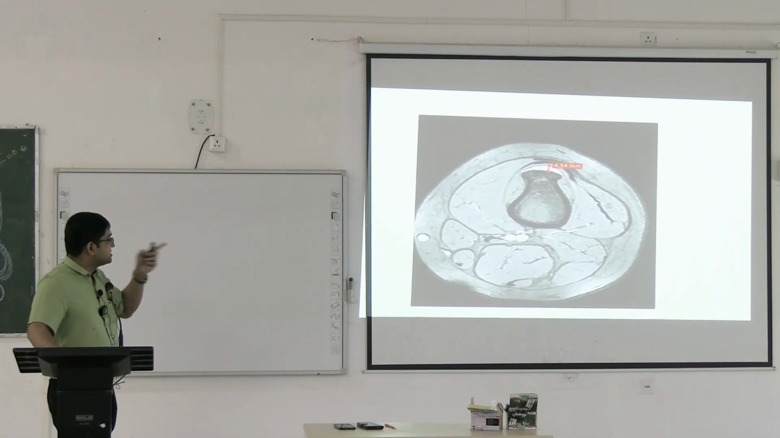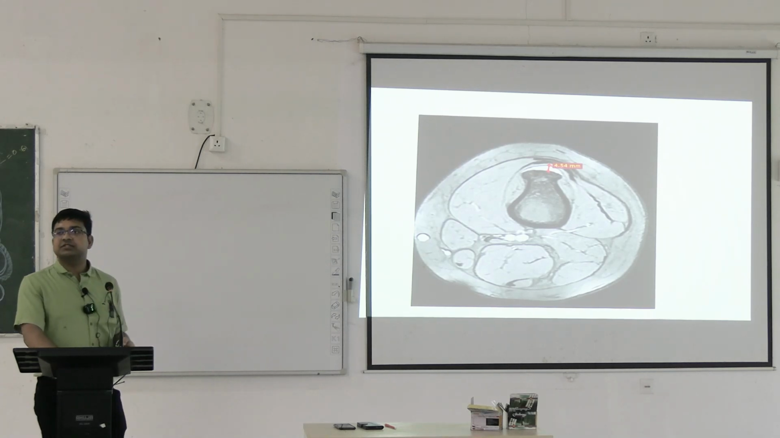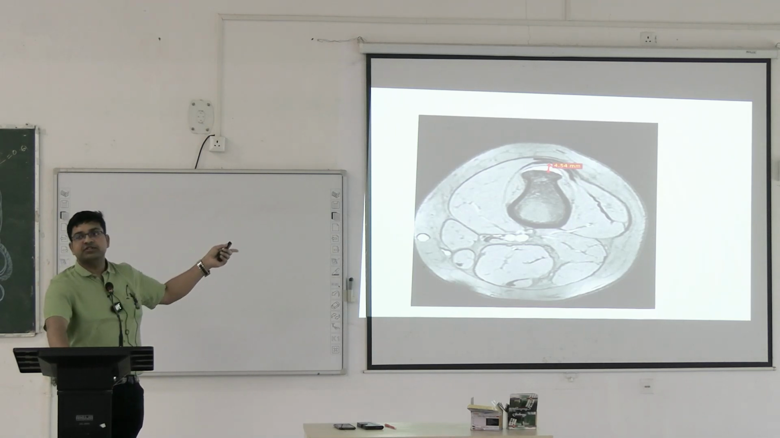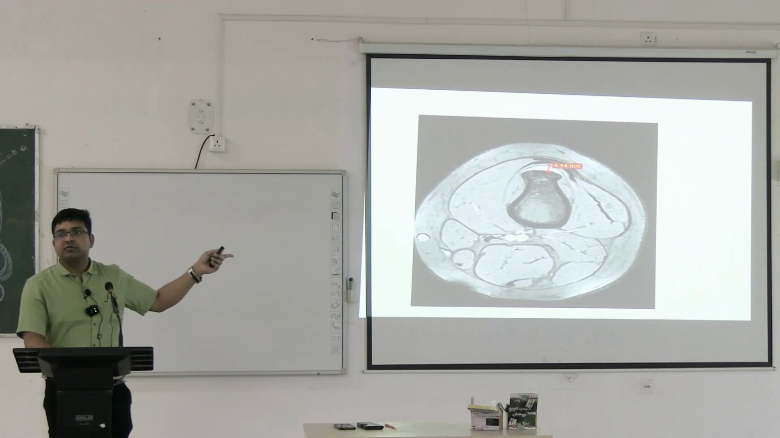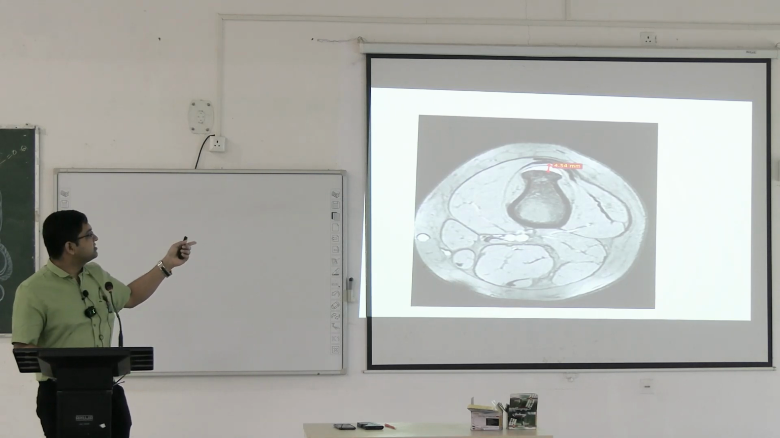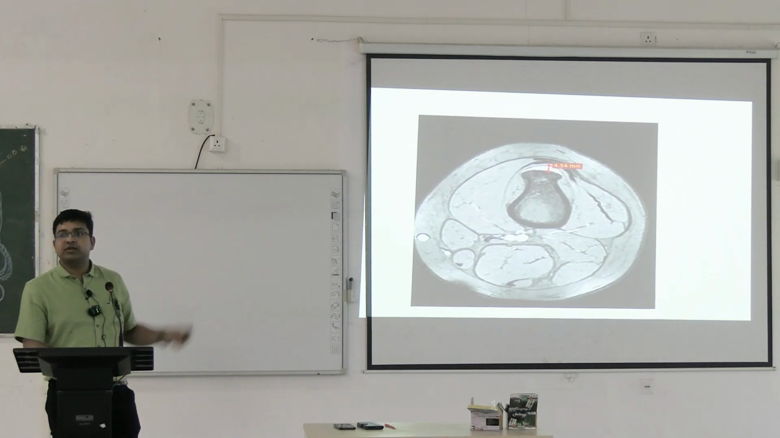Why? Can you see water anywhere here? You will not see water, but the great vessels, you see some vessels are there behind the bone. So these great vessels are white. That means water is white. It is a T2 weighted image.